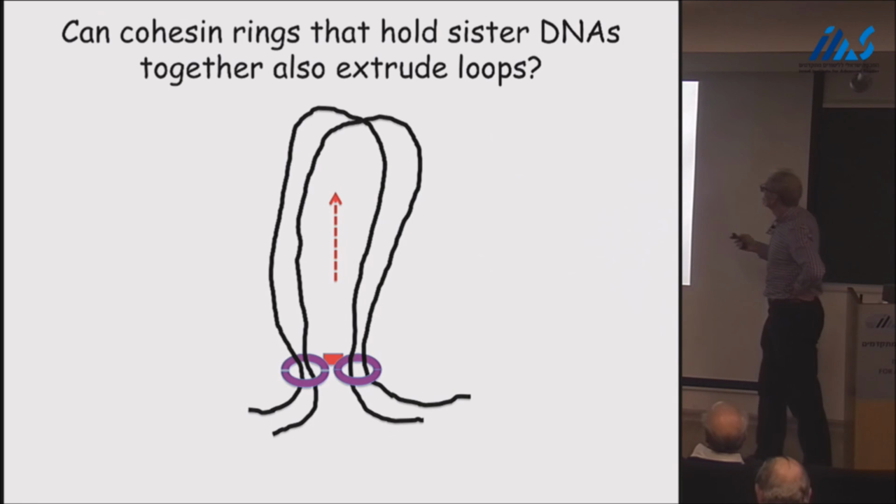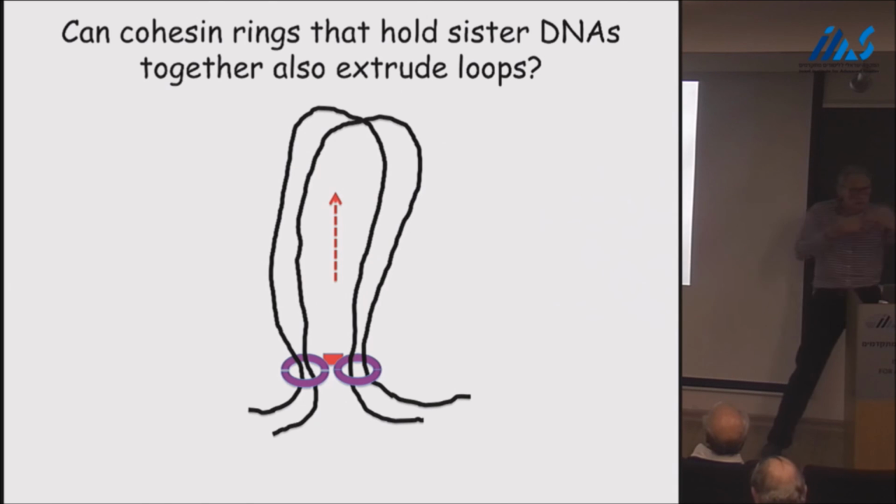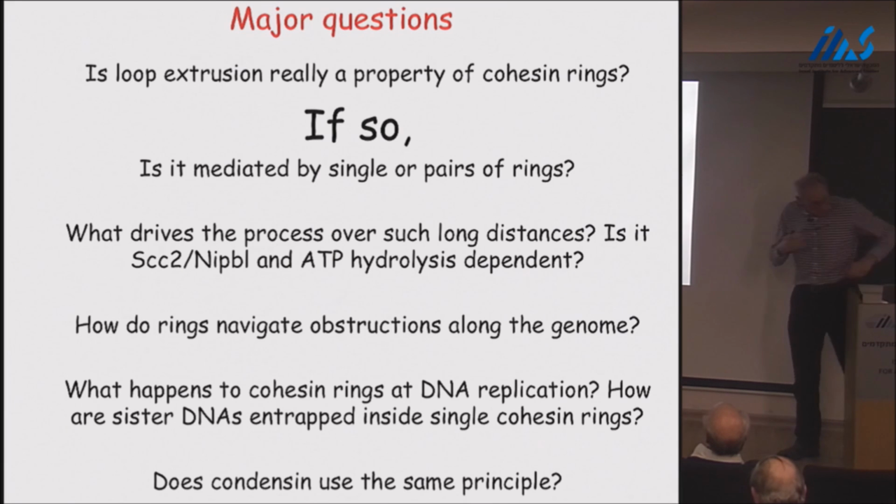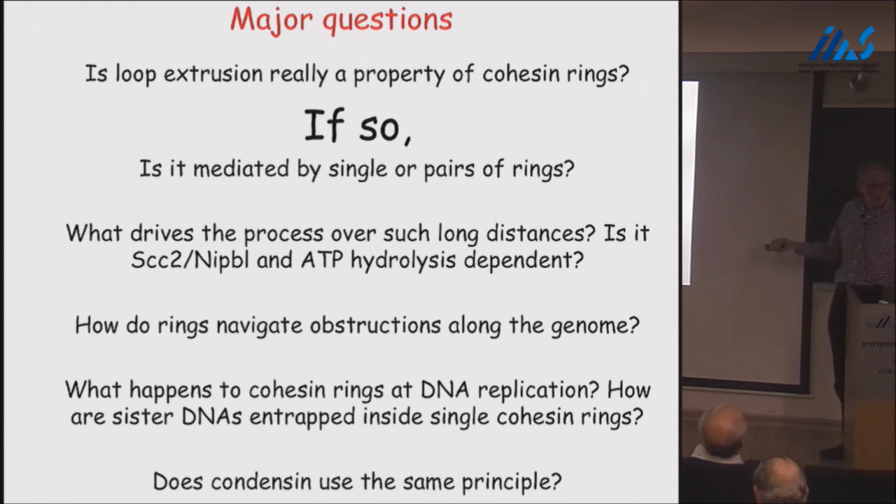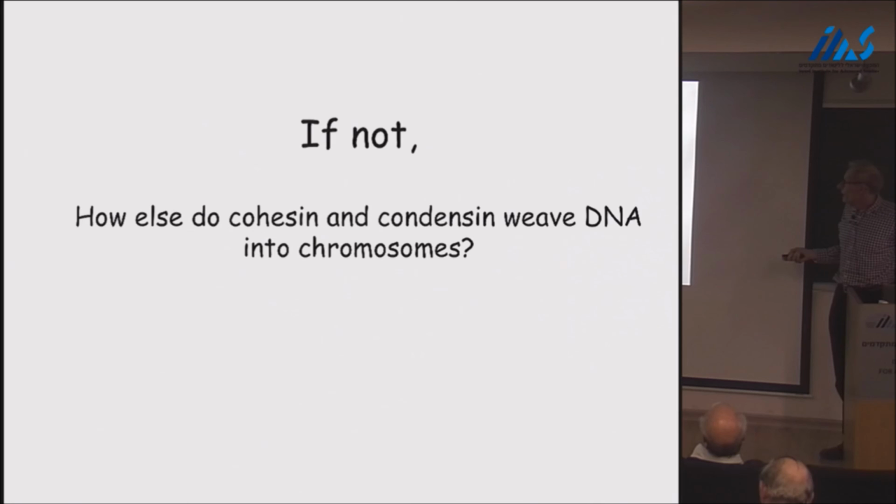And could cohesin rings that hold sister DNAs also extrude loops? Okay, then what's the relation between loop extrusion and cohesion? Well, you can see they're not necessarily incompatible. So many questions. You've got most of these.